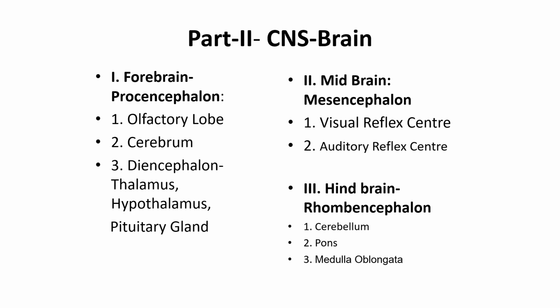It consists of the brain, and the brain consists of forebrain, midbrain and hindbrain. The forebrain is also called prosencephalon. It has the olfactory lobe, cerebrum, and diencephalon, which consists of thalamus, hypothalamus and pituitary gland. The midbrain, also called mesencephalon, consists of the visual reflex center and auditory reflex center. The hindbrain, also called rhombencephalon, consists of the cerebellum, pons and medulla oblongata.